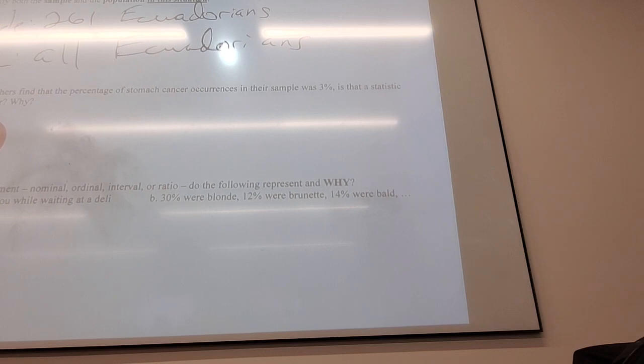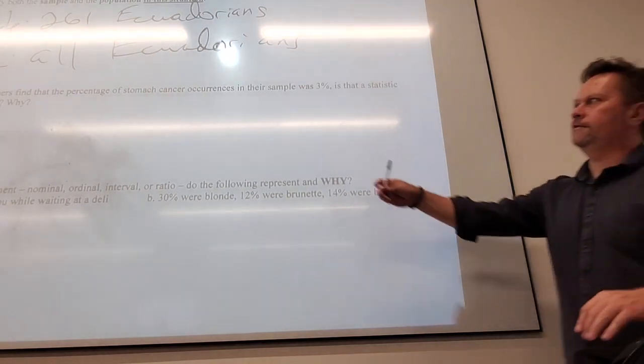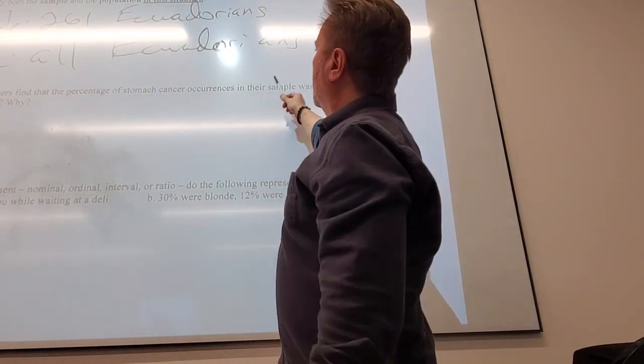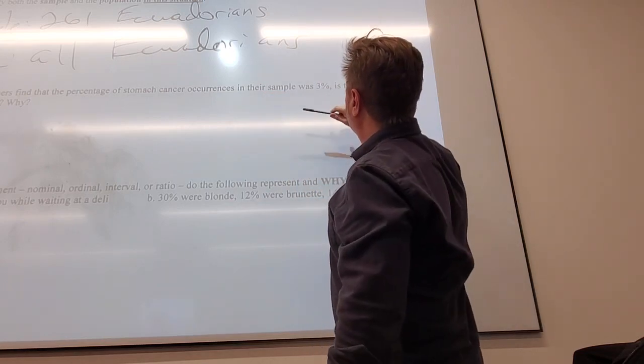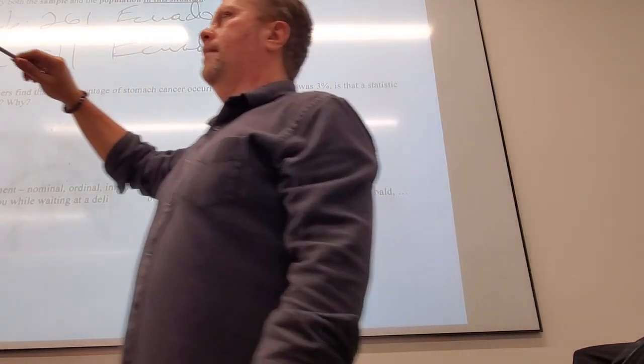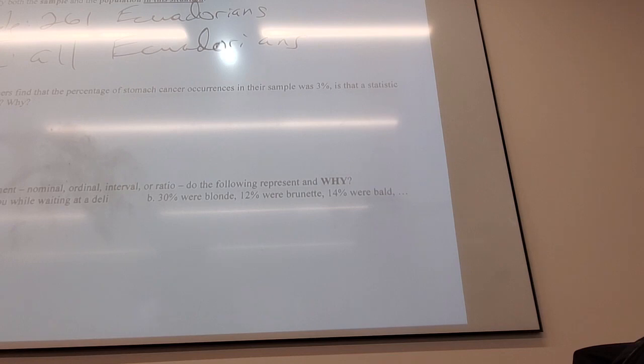Part C says, if the researchers find the percentage of stomach cancer occurrences in their sample was 3%, is that a statistic or a parameter? It's a statistic because it's data in regards to the sample. Good. It's describing the sample.